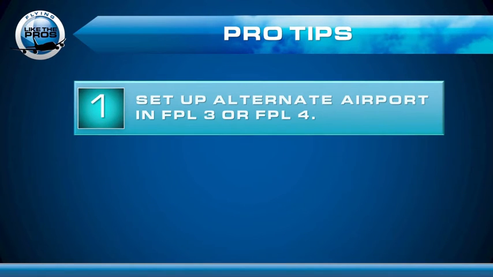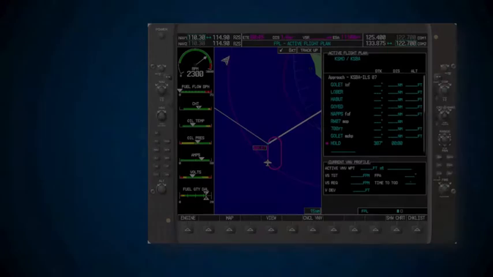One way you can solve this problem is to preload an approach into another flight plan and have it ready to activate. So pro tip number 1 is set up the alternate airport in Flight Plan 3 or Flight Plan 4. Let's take a look at that.